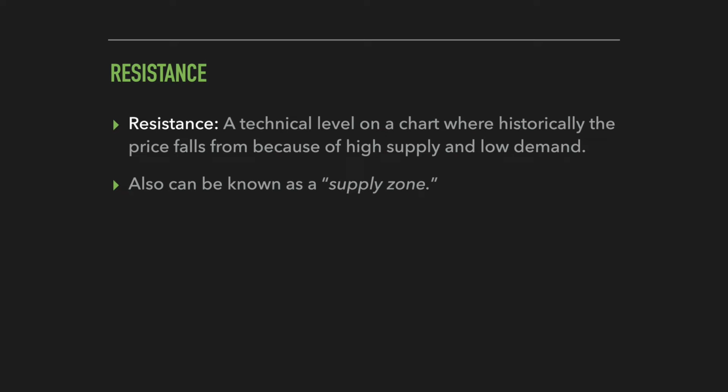Moving on to resistance. Resistance is essentially going to be the polar opposite of support. It's going to be a technical level on a chart where historically the price falls from because of a high amount of supply and a low amount of demand.